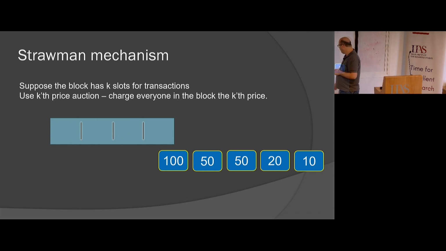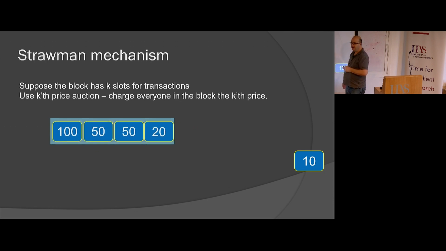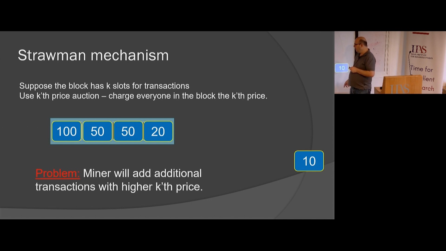So I'll include the highest paying transactions, and I'll take the 4th price, which is 20 here, and everybody here pays 20, right? So the revenue of the miner would be 20 times 4, which is 80. But this is where stuff in blockchains doesn't work as we'd expect. The miners are not the auctioneer that you have in standard economic theory that just follows the rules. They have their own self-interest in mind, and they can, unfortunately, manipulate the bids themselves. They can act as bidders as they want.